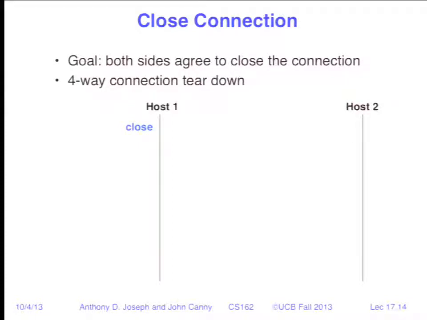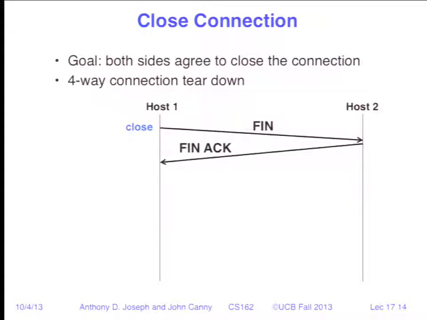Okay, so we're going to do a four-way connection teardown process. So the first thing is the application on host 1 says close the connection. So it calls the close system call. And that's going to send a FIN packet, for finish, to host 2. Right, so now when host 2 gets this packet, it's going to send back a FIN ACK. All right? Now, are we done?